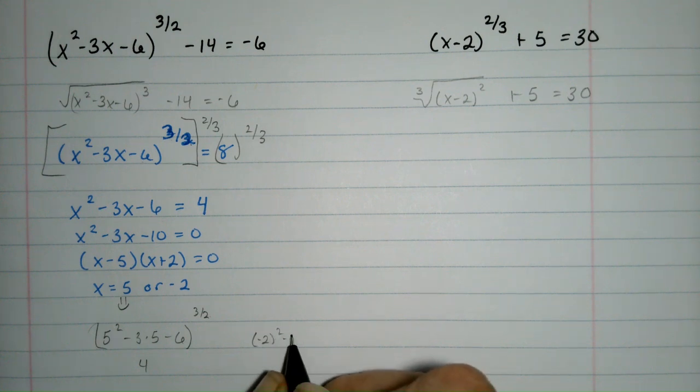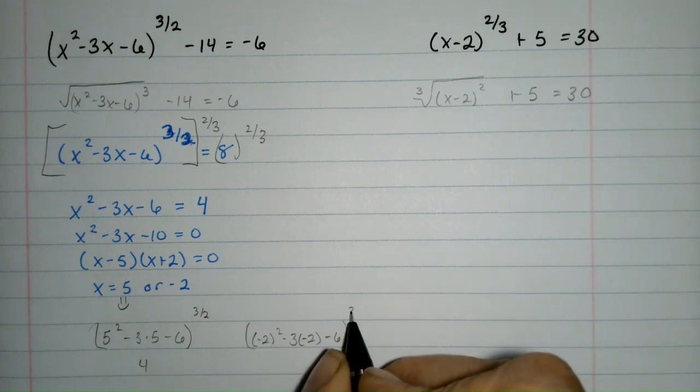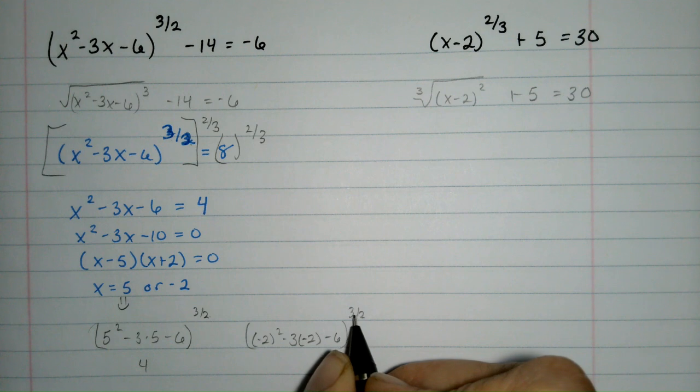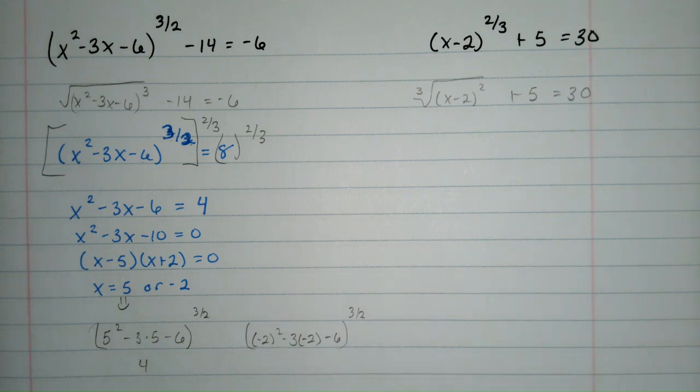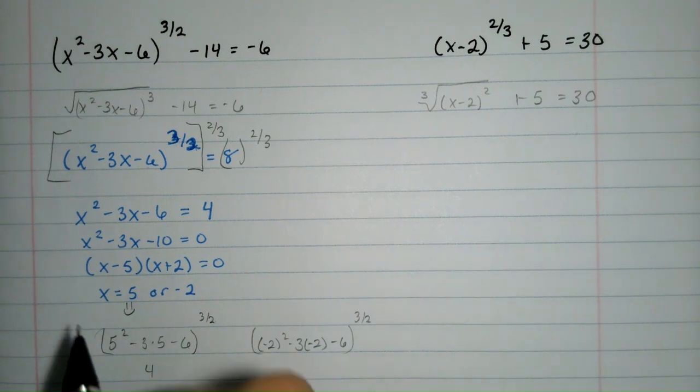Negative 2 squared minus 3 times negative 2 minus 6. That would be 4. 4 to the 3/2 power is 8. And 8 minus 14 is negative 6. They both worked. Okay, so we're getting 2 answers there.